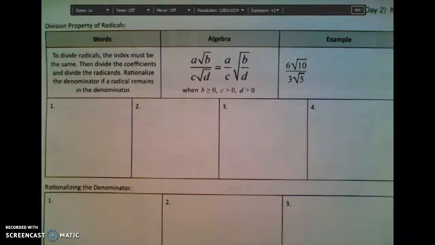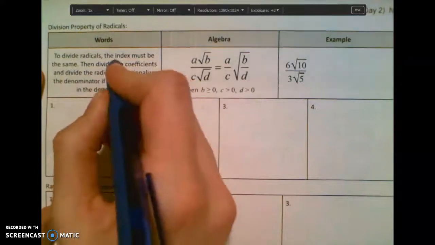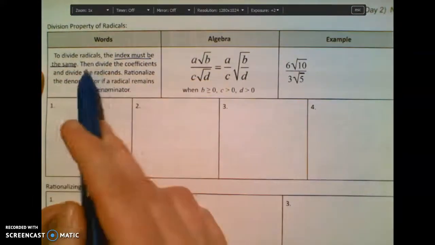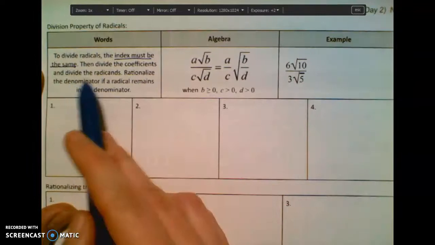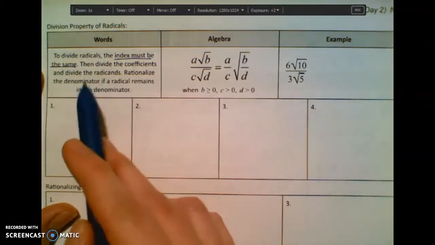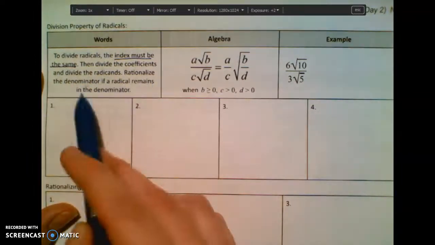Alright, our last property is the division property of radicals. So to divide radicals, the index must be the same. Then divide the coefficients and divide the radicands. Rationalize the denominator if a radical remains in the denominator.